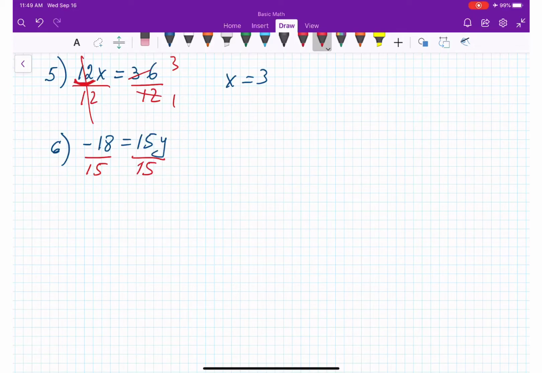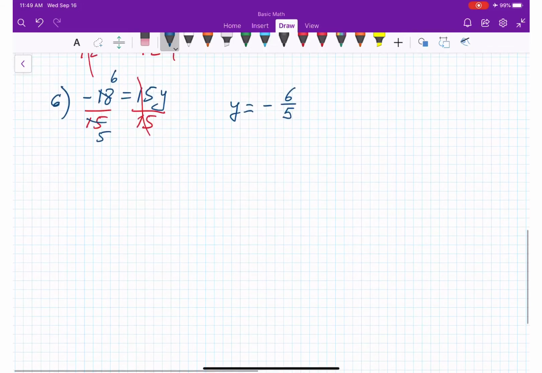So what do we get? 15 and 15 cancel. 18 and 15, I cannot divide 18 by 15, but both of them I can divide by 3, right? So 15 divided by 3 is 5. 18 divided by 3 is 6. 6 over 5. So from here, y is equal negative 6 over 5. For some reason, sometimes the result is asked to be left in the form of an improper fraction.